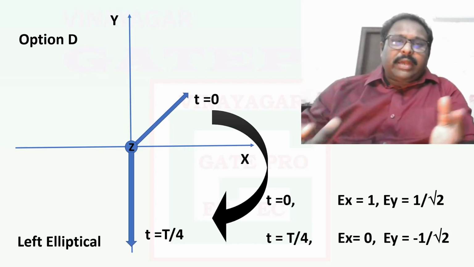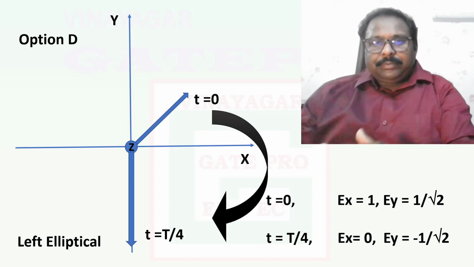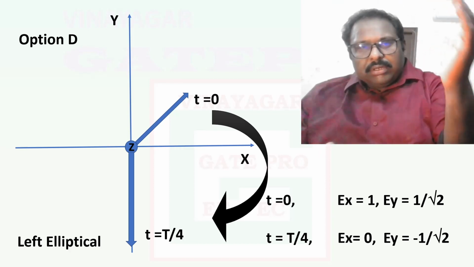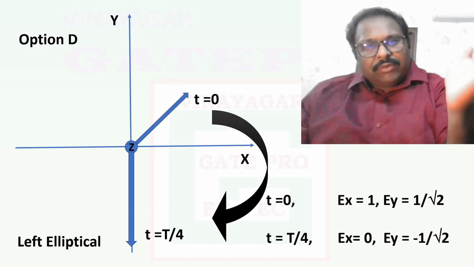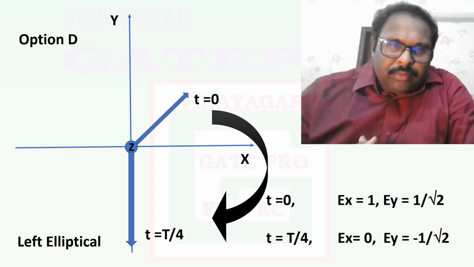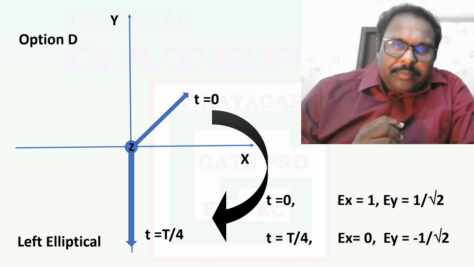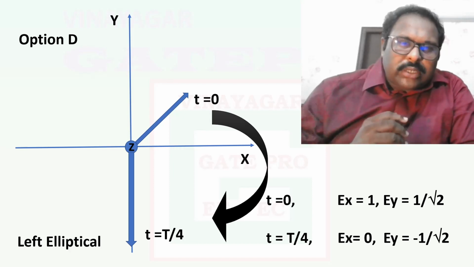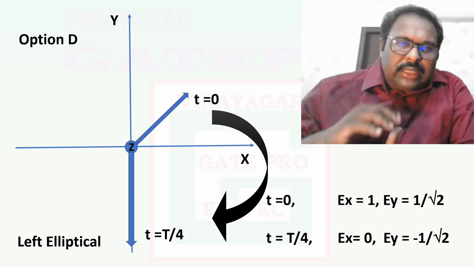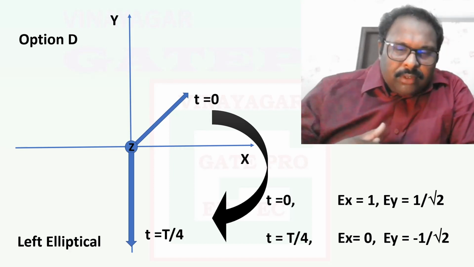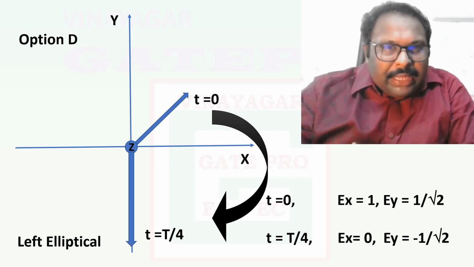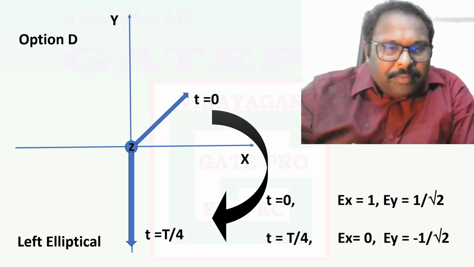So how do you check left and right? Through your hand, through your thumb. Check your thumb along the z-axis and check how the fingers are folding, by putting your hand on the screen. So you put your hand on the screen, left hand or right hand, and see that the thumb is along the z-axis. So finally options A, B and D came out to be left, and one came out to be right.